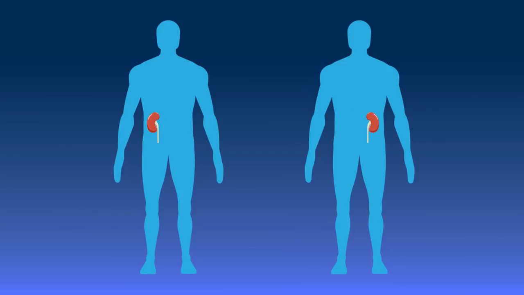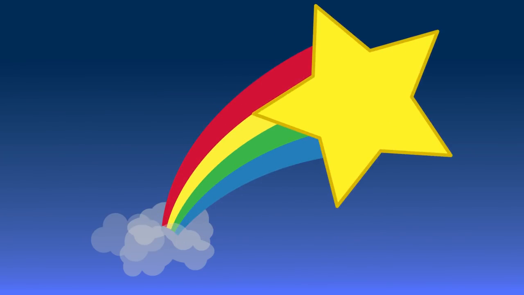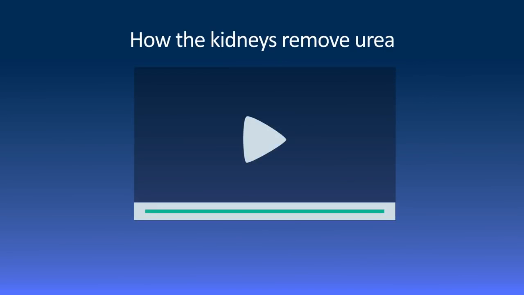The best thing about kidneys is that you actually only need one to function. So a healthy person can donate one of theirs to you, and you can both function normally. Magic. To learn more about how kidneys remove urine from the body, watch the following video.